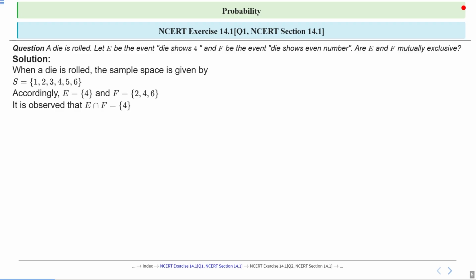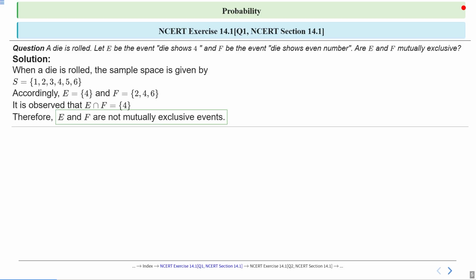And you can easily calculate E and F, the intersection of E and F. Okay. So what is the intersection of E and F? So E intersection F is basically equal to the singleton set {4}. Okay. Why? Because you can see here the element 4 is common in event E and event F. Okay. So the intersection of events E and F is basically equal to the singleton set {4}.